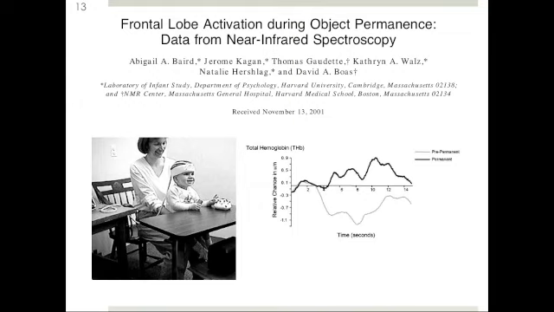Now, what this group has done is show some differences in hemoglobin levels, right, which is a proxy for oxygenation activity, which is a proxy for brain activity. What they saw was these changes before and after babies showed object permanence.